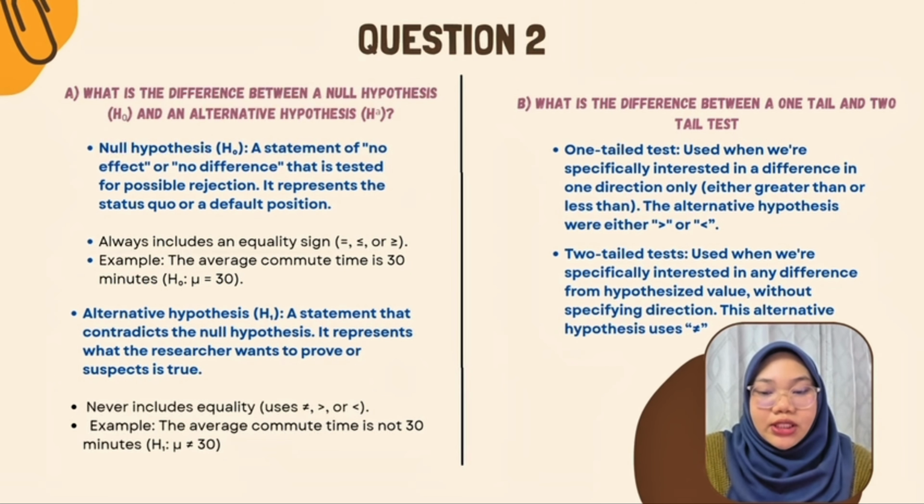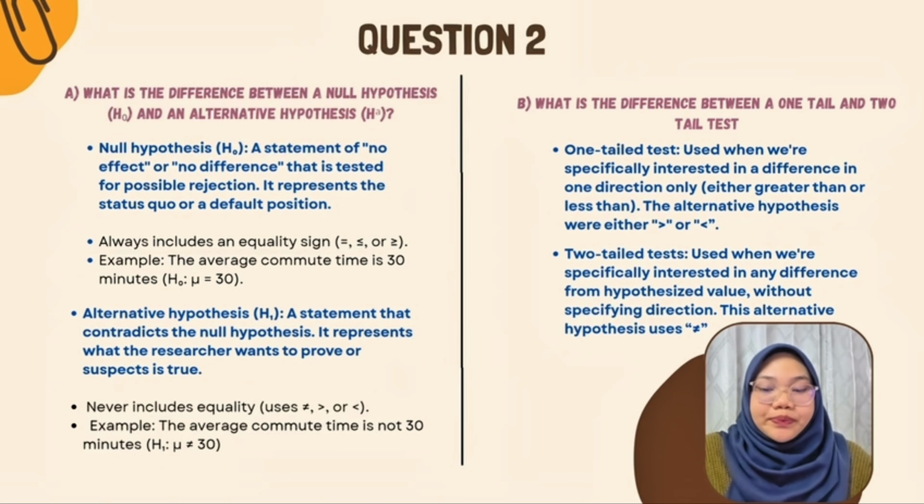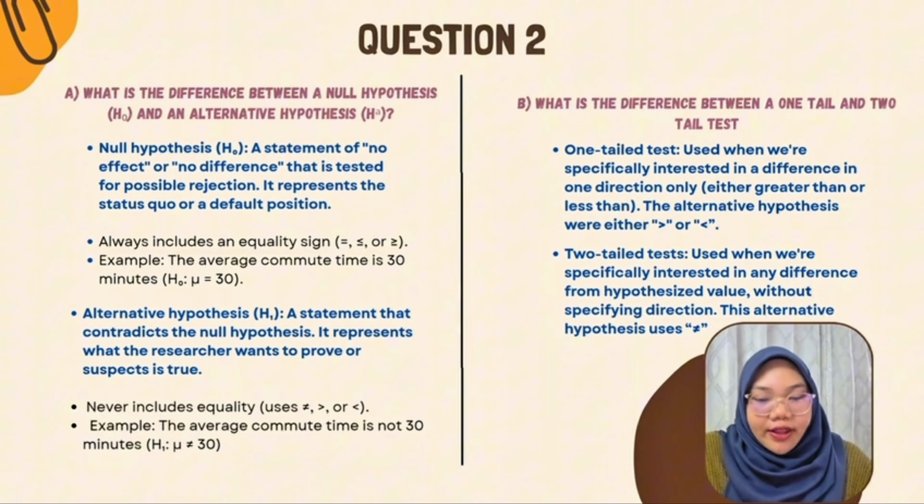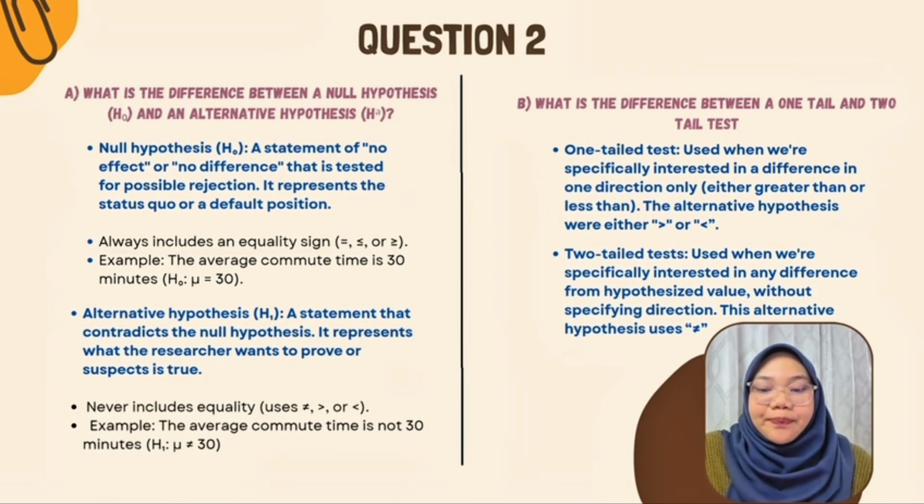Moving on to the next question, B: what is the difference between a one-tailed and two-tailed test? Starting with the one-tailed test, it is used when we are specifically interested in a difference in one direction only, either greater than or less than. The alternative hypothesis uses the symbol more than or less than. The two-tailed test is used when we are interested in any difference from the hypothesized value without specifying direction. The alternative hypothesis uses the not equal sign.